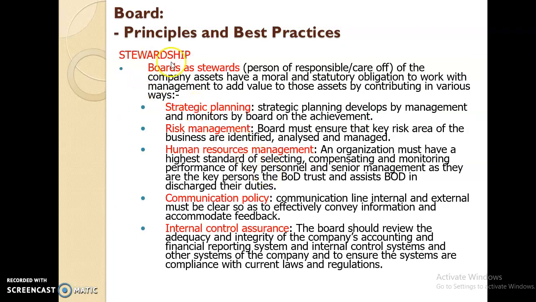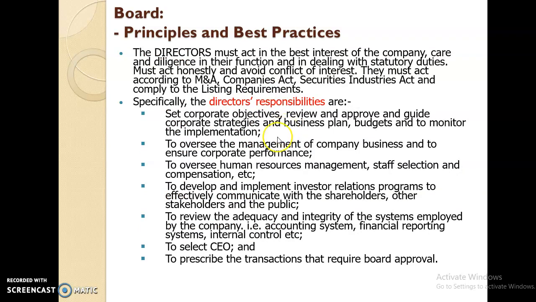This is in terms of stewardship. I'm not going to go through all this, but you have to understand each of these. This is only a recap of what you have done in CRJ 650. So these are the directors' responsibilities.